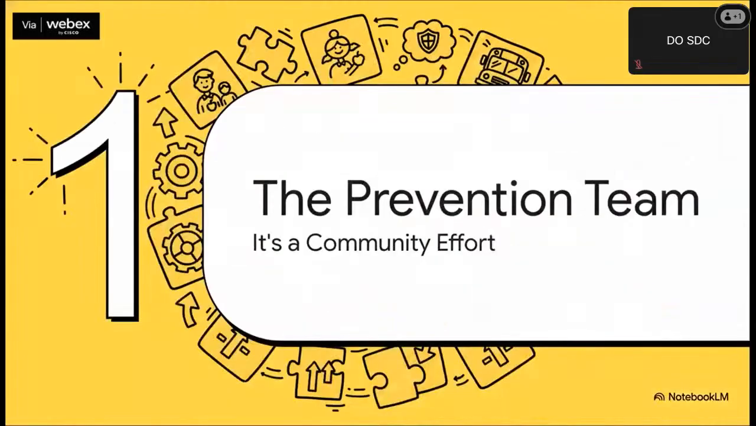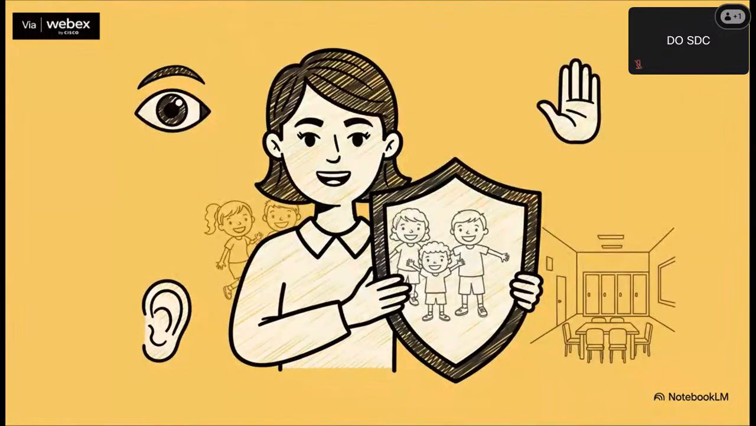Okay, so if we really want to stop bullying, we've got to understand that this isn't a one-person job. Not at all. Creating a truly safe school takes a whole team, a whole community, where every single person knows the part they have to play. It really starts with the adults. We're talking teachers, principals, custodians, every staff member. They're the first line of defense.